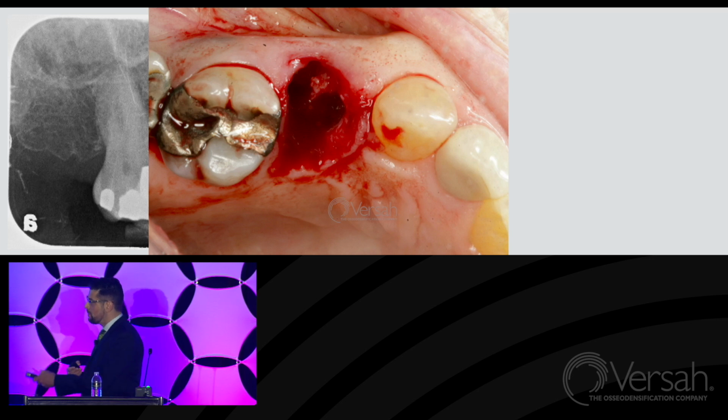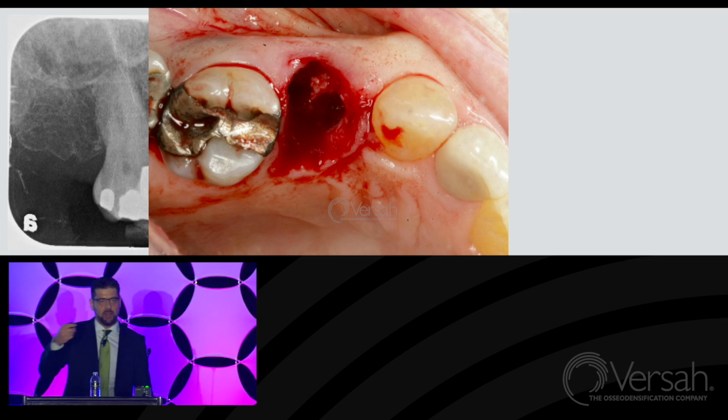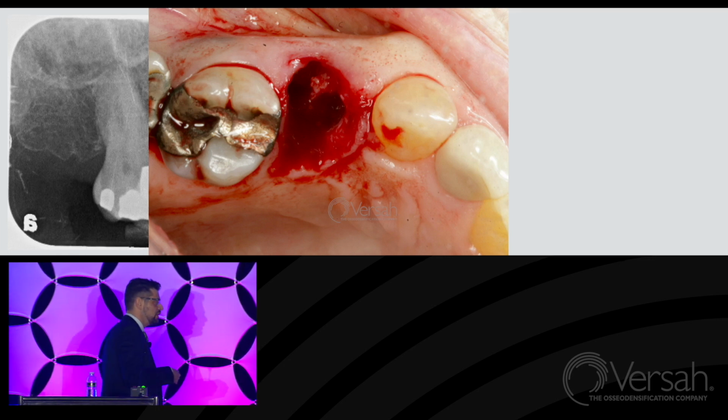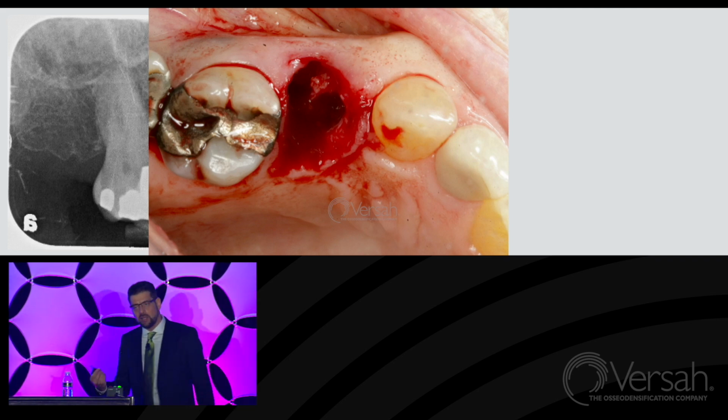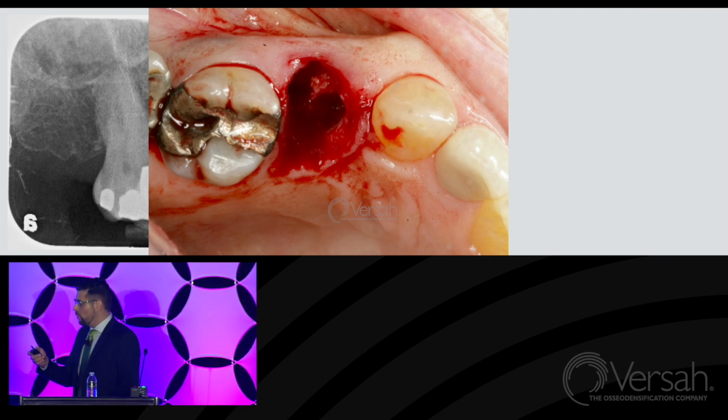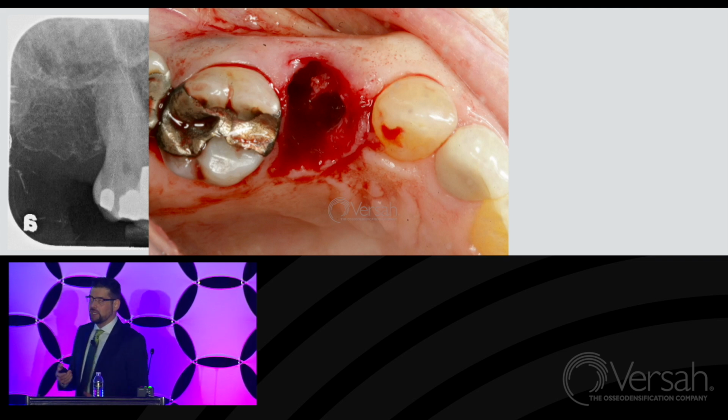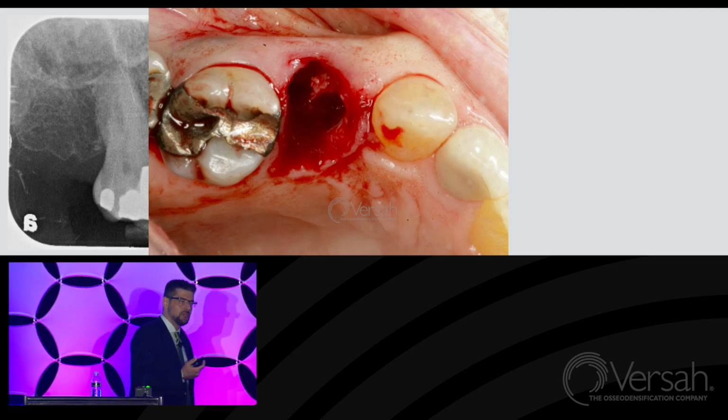This is using the drill in forward mode, creating my osteotomy exactly where it needs to be created. Situations like this, I don't use the pilot. I go straight to the very first drill because it's side cutting and end cutting. The pilot is only end cutting. And with that, I can place that implant exactly where it should be placed.